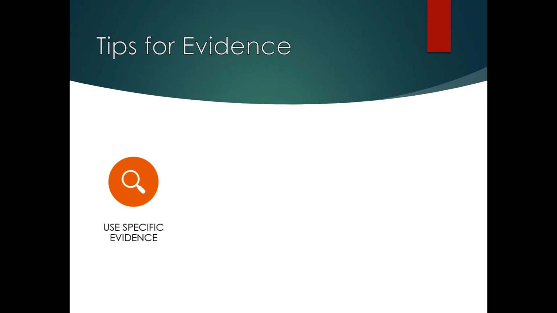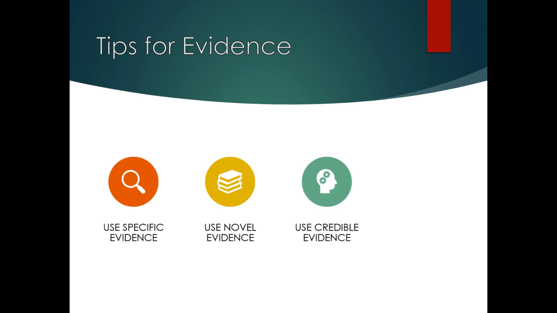Okay, some tips for evidence. Make sure that your evidence is specific. Try to use novel evidence. In other words, if you have a choice between two different facts and one of them is something that everybody knows and the other is something that builds upon that, that maybe not a lot of people have heard before, you might be better off using that newer evidence to get the surprise factor.